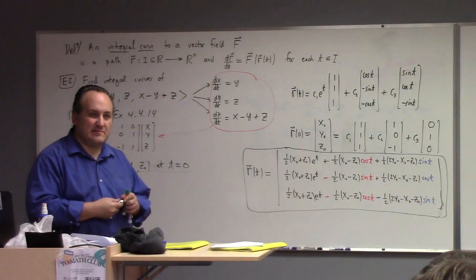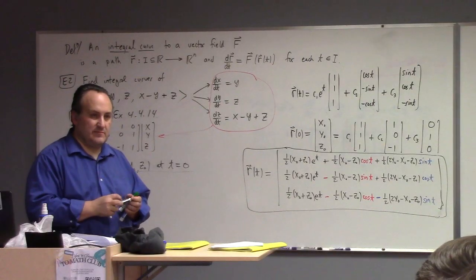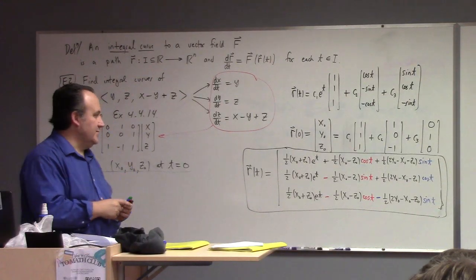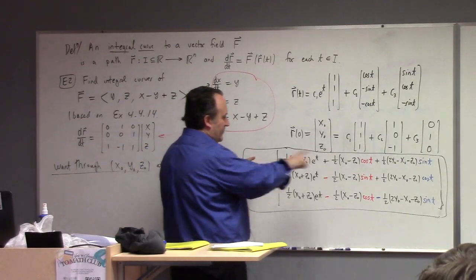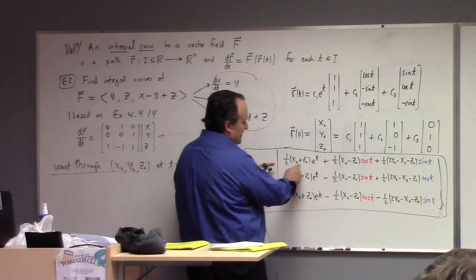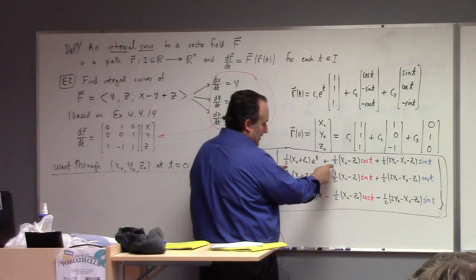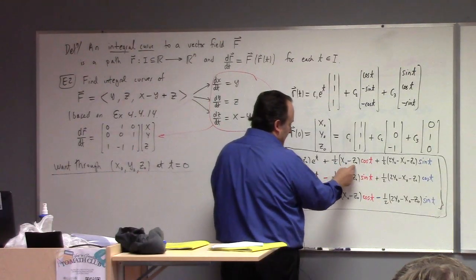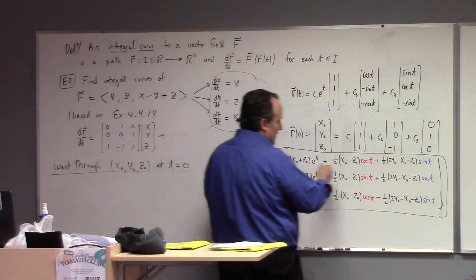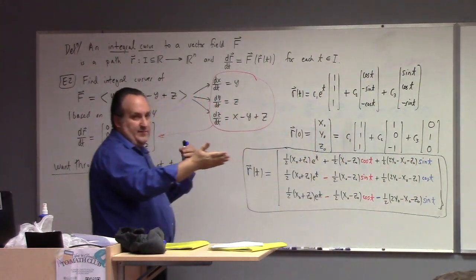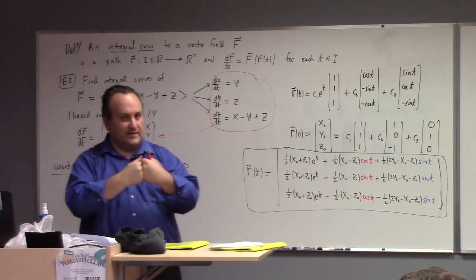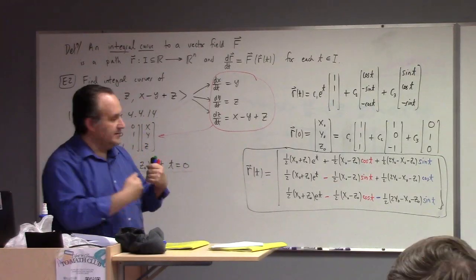What do we do? Plug in t equals 0. If I put in t equal to 0 here, the top row, I get 1/2 x naught plus z naught plus 1/2 x naught minus z naught. And then this is 0. So the z naughts are canceling. 1/2 plus 1/2 is 1. The first component is x naught. That's a good sign. Yay.